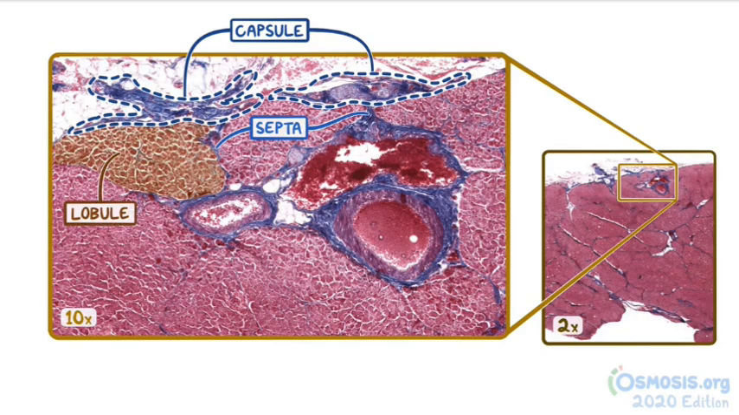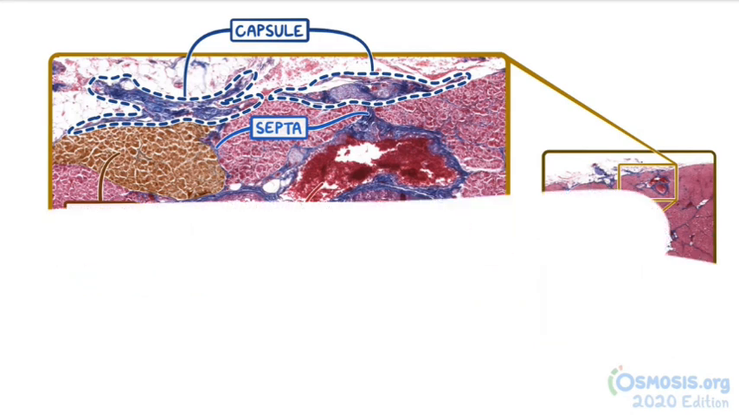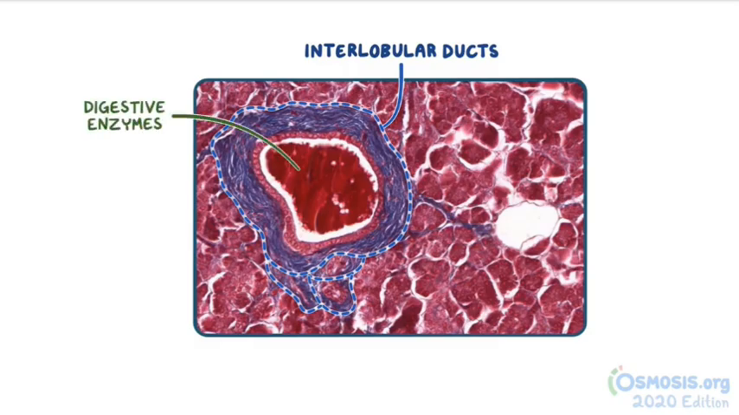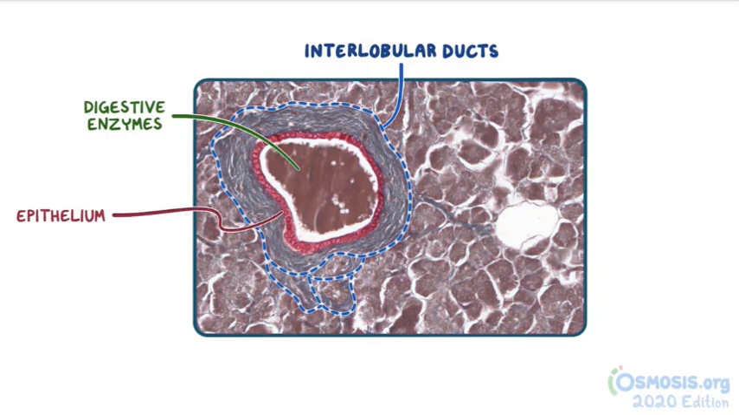This section of the pancreas was prepared with Azan stain, which stains collagen a bluish-purple color in order to highlight structures like the capsule, septa, as well as the connective tissue that surrounds large blood vessels. Azan stain will also stain the connective tissue surrounding the interlobular ducts a similar color as well. But these ducts can be differentiated from the blood vessels by the presence of digestive enzymes instead of red blood cells within their lumen, as well as their distinct epithelium that lines the lumen.